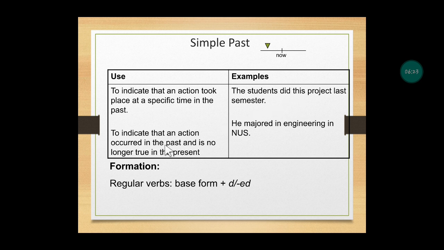To indicate that an action occurred in the past and is no longer true in the present. Something that has happened in the past and is no longer true in the present. He majored in engineering at NUS. He completed his engineering in the past. That action is done, over. Formation, regular verbs: the base form plus we add d or ed when forming the simple past tense.